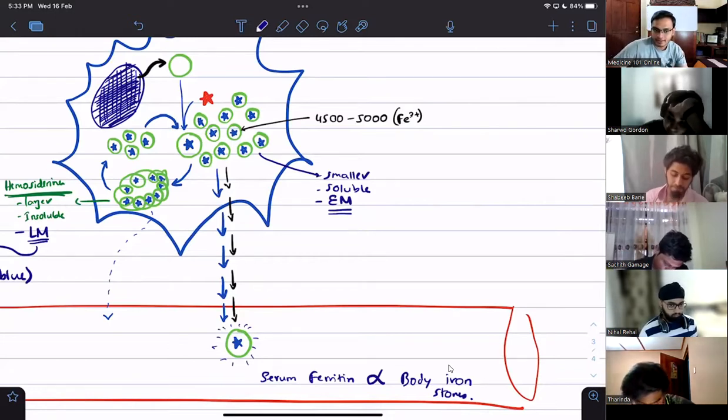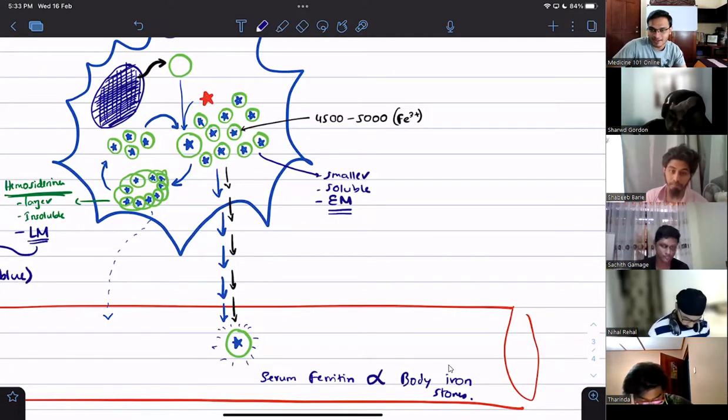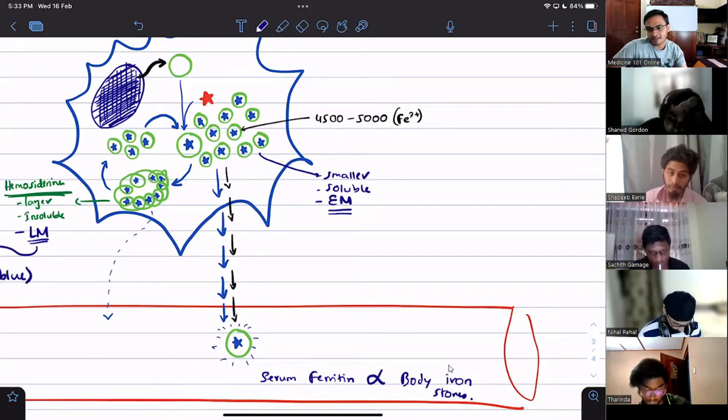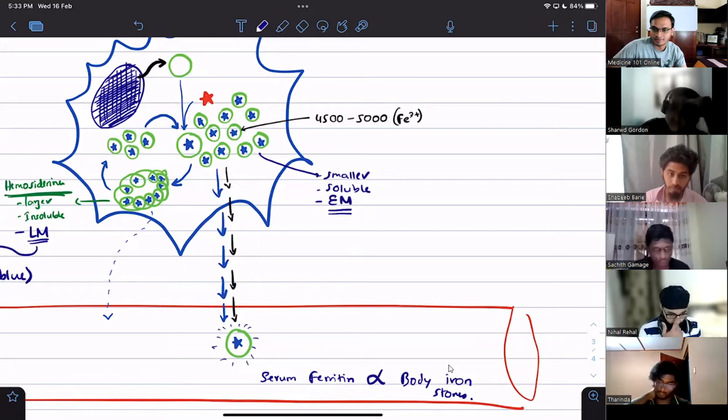Right. Now tell me this. Answer quickly. I'm going to ask it quickly. Serum ferritin and serum iron are the same thing. Correct or wrong? Excellent. What is serum iron?